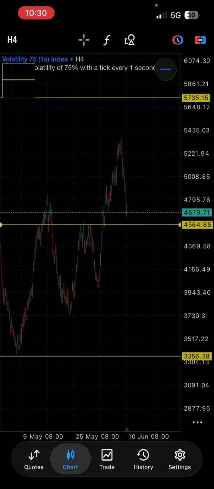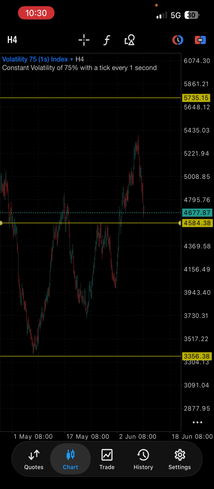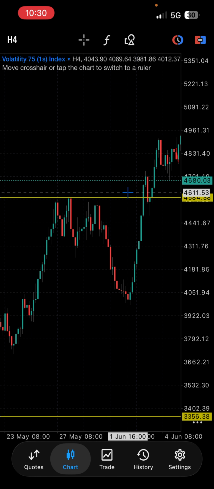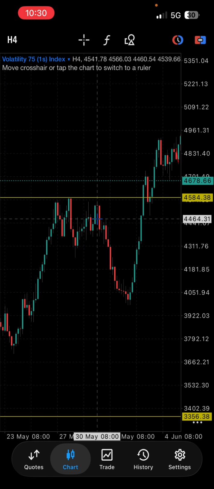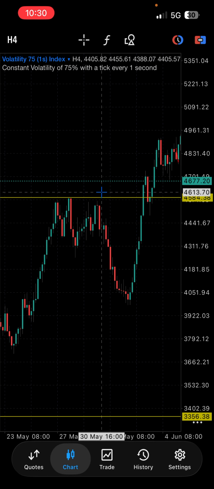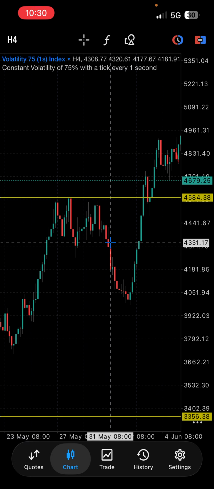So again, here is also a resistance area. What it means is that price touched that place. You can see how many times price touched there. Price touched this place and it kept returning. It gave us a double top and it came back again before it broke out.